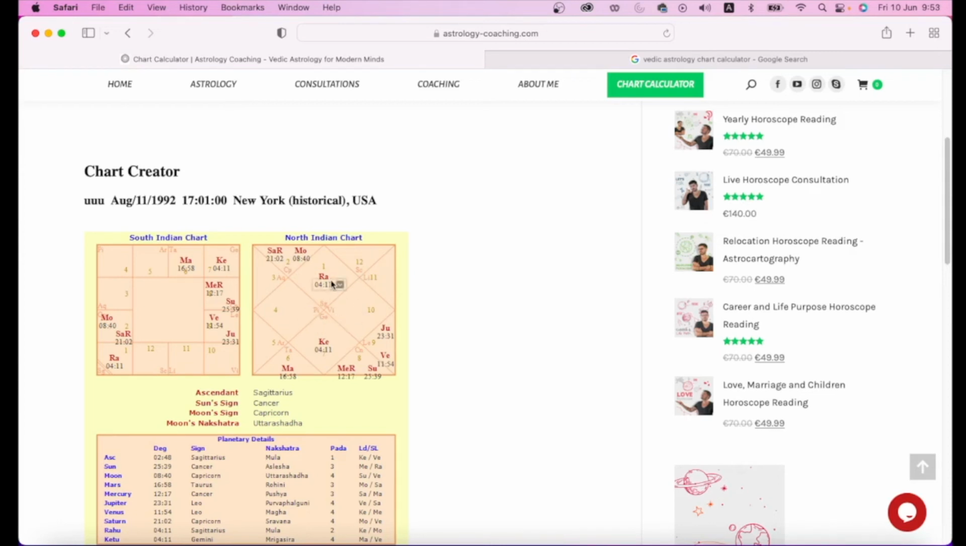The houses are always the same. What I mean is, this is always the first house, second, third, fourth, fifth, sixth, 7, 8, 9, 10, 11, 12. I'm going to show you just another example later.